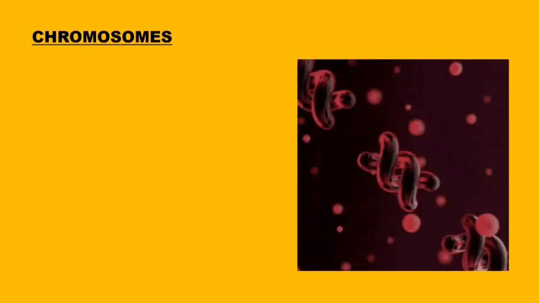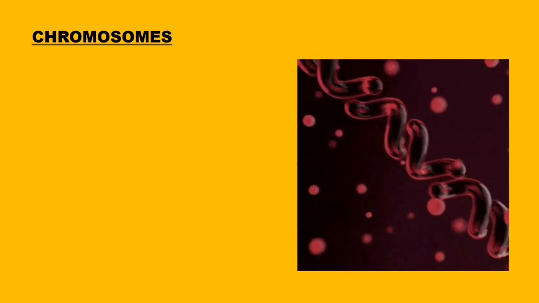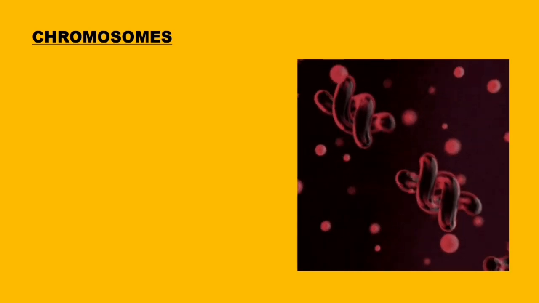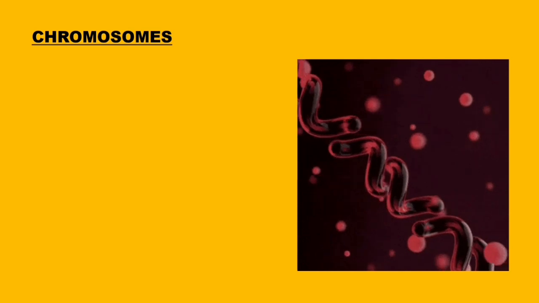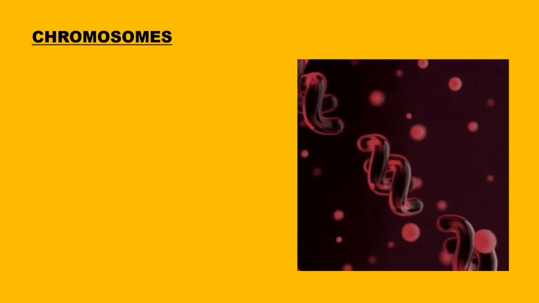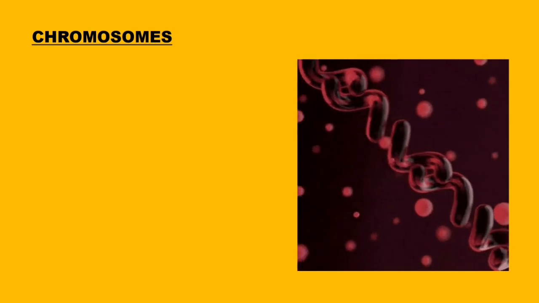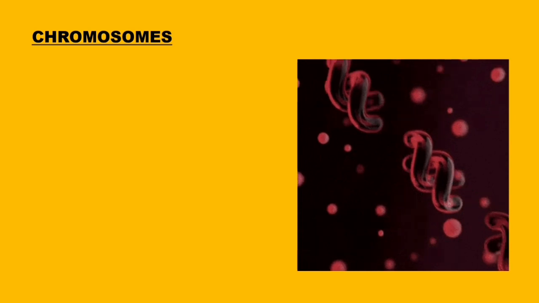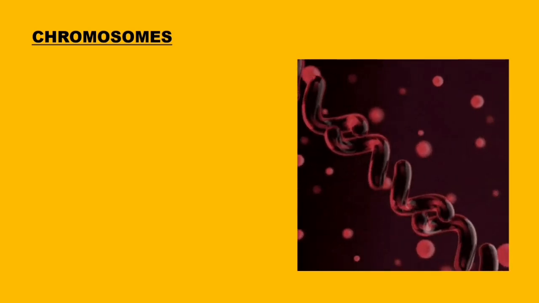Chromosome. Chromosome is a thread-like structure found in the nucleus. It becomes visible during cell division. Each chromosome is made up of two chromatids joined together at a point called the centromere. Bead-like structures found on a chromosome are called genes. Genes are made up of DNA, which is the carrier of genetic information from generation to generation. DNA stands for deoxyribonucleic acid.